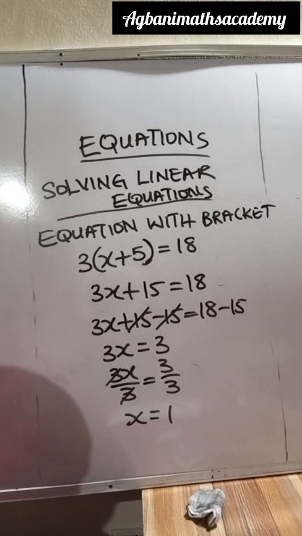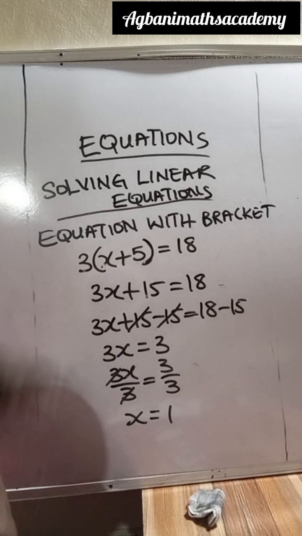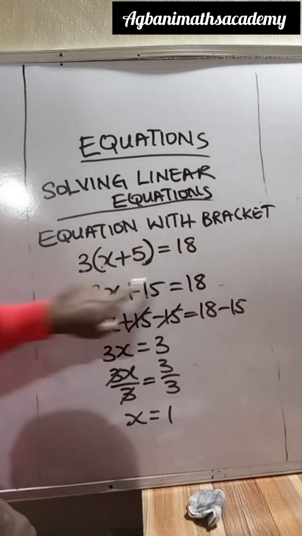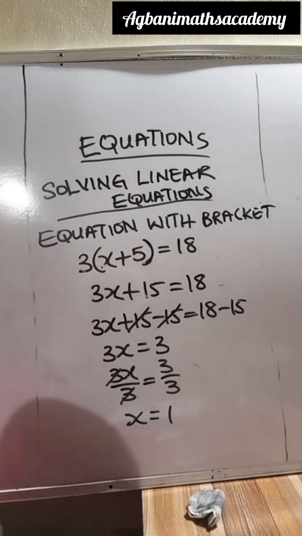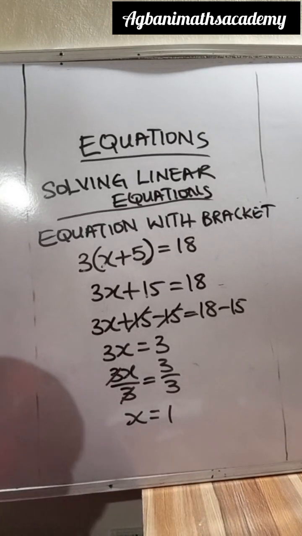Very simple. Someone said an easier way is removing the 3 by dividing both sides rather than expanding. Yes, you can also do that. If you divide by 3 here, you also divide by 3 here, so you're going to have x plus 5 is equal to 6, and then you continue. That's also correct.